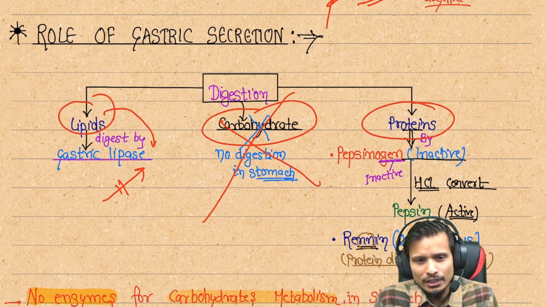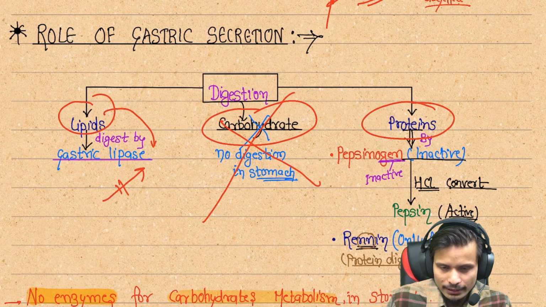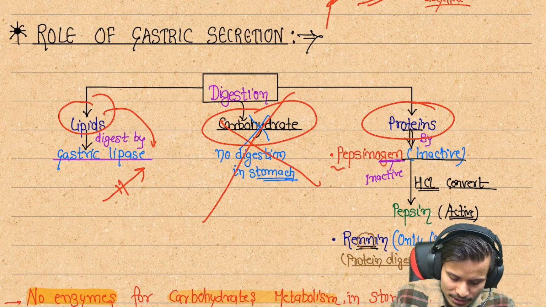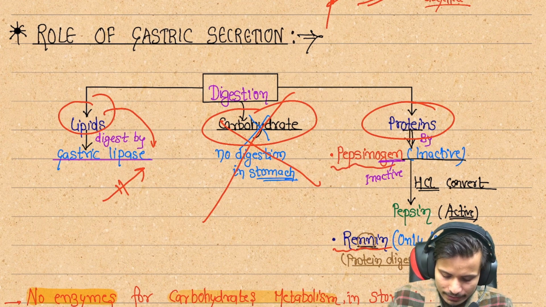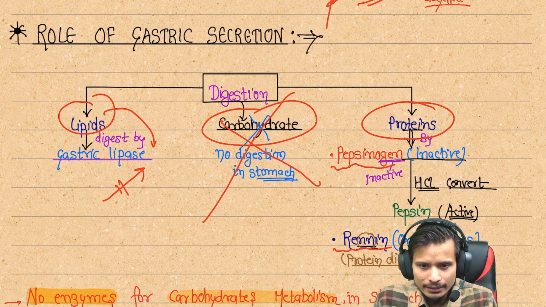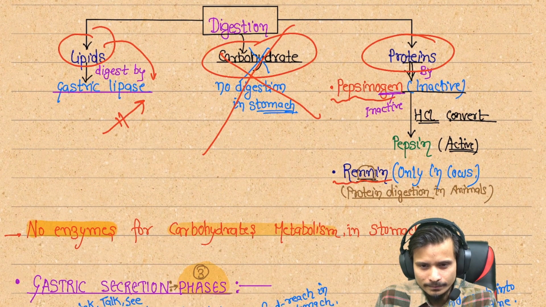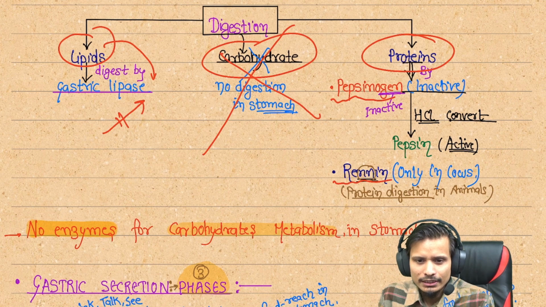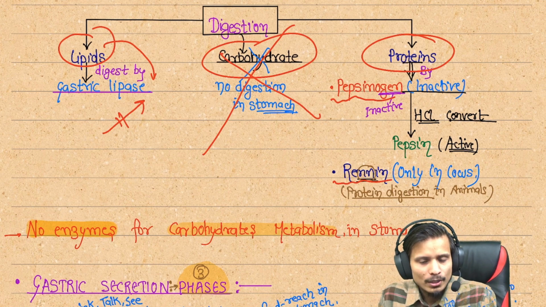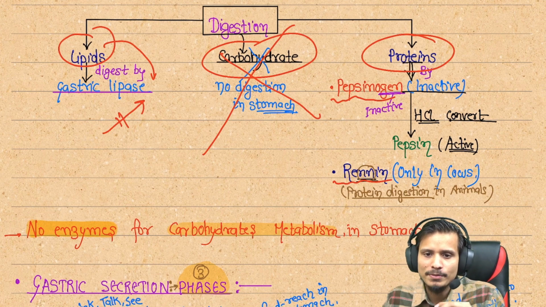What are the main components secreted by our gastric system that digest our protein? That is pepsinogen or renin. Renin is mainly present in animals, like cows or other lower animals. These animals have renin for the digestion of different types of proteins. But in our body, in humans, there is pepsinogen.